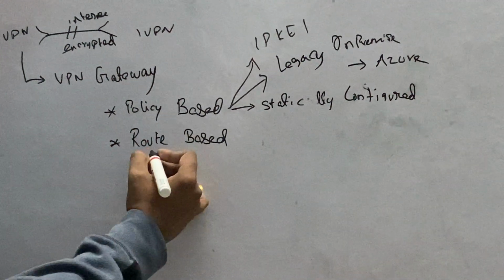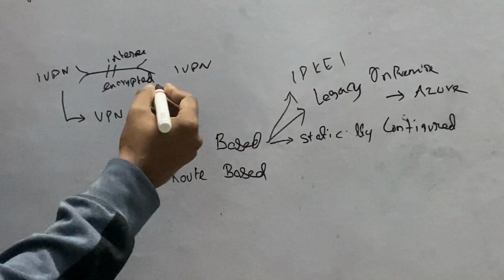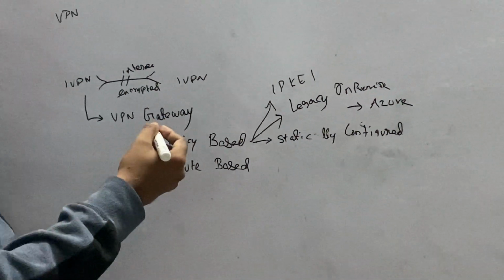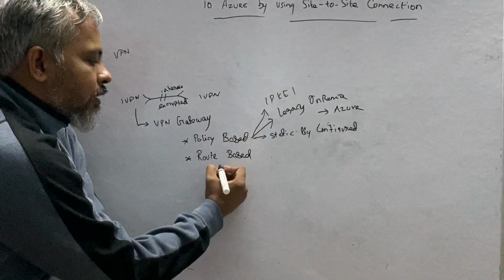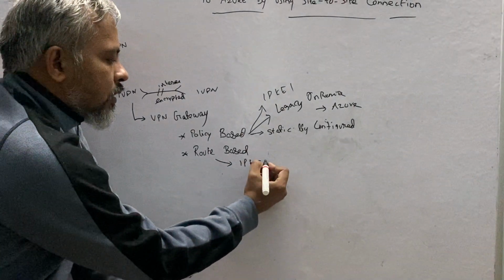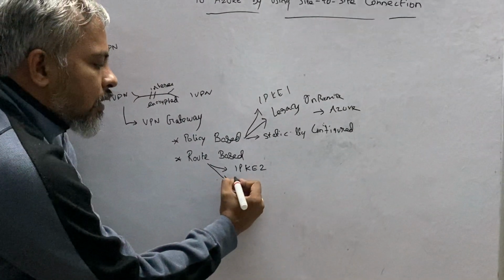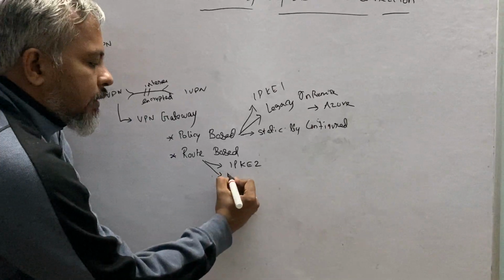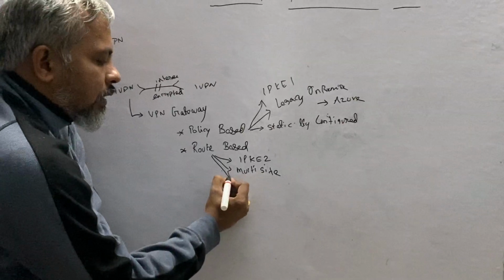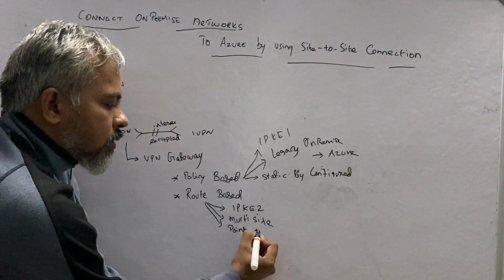Route based is nothing but, if you feel defining IPs behind the networks is cumbersome and you want automatic control of IP addresses, then you'll go for route based, and it supports IKEv2. It will be used for multi-site connections and point-to-site connections.